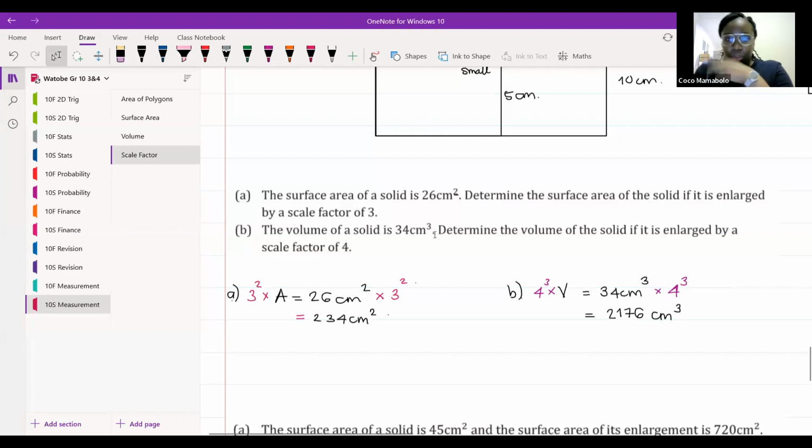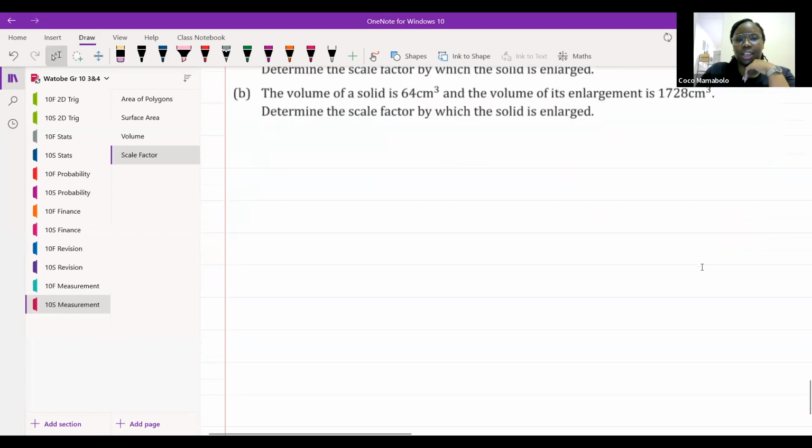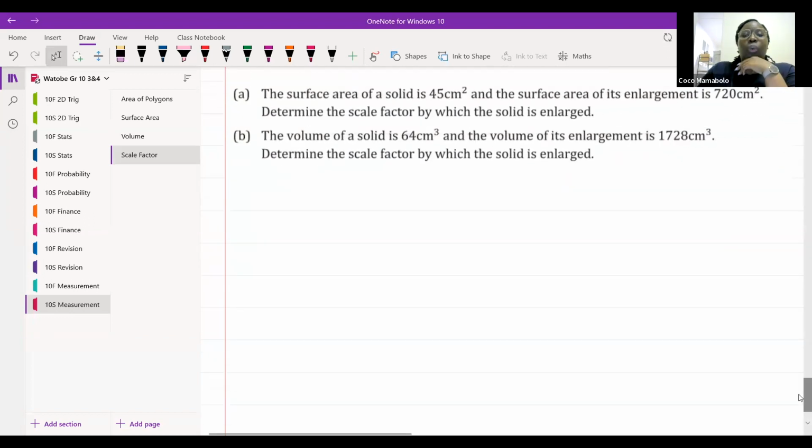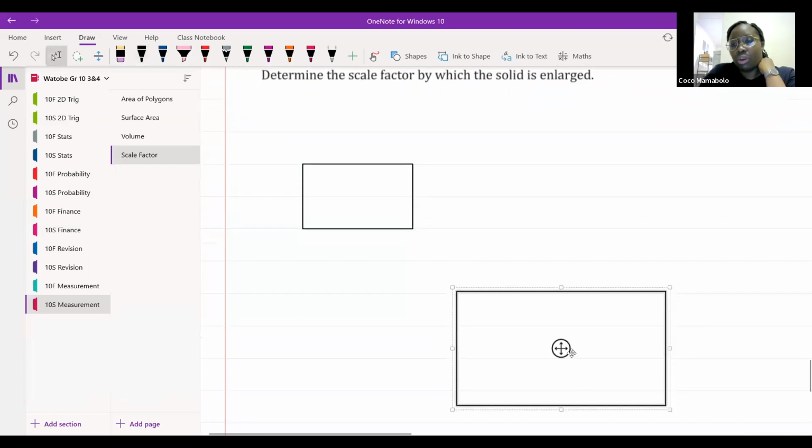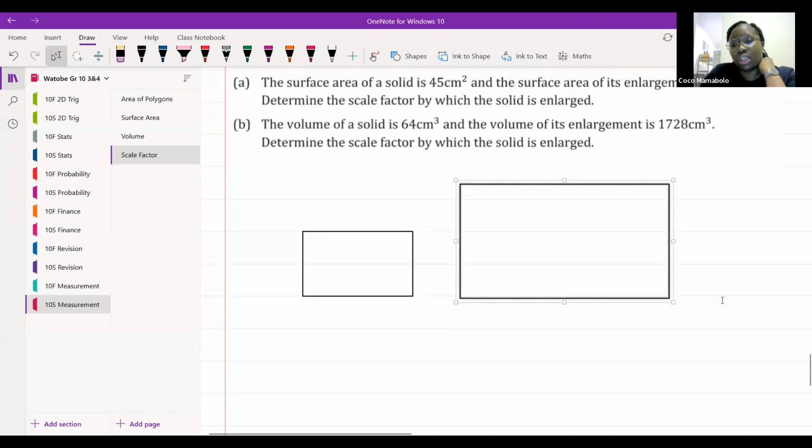Now, however, we need to just recognize something as we're going along, because these are the next 2 questions. When we are calculating for these 2 things, what we've actually created is, if I create a small rectangle, and then I take the same rectangle and I enlarge it by a scale factor of 2, what kind of shapes have I actually created here? What do we call these shapes? Shapes that look exactly the same, but different sizes.